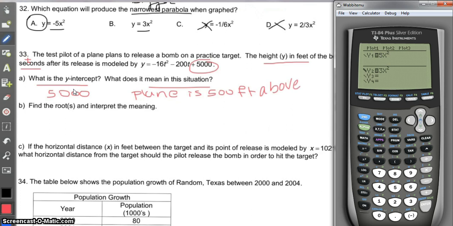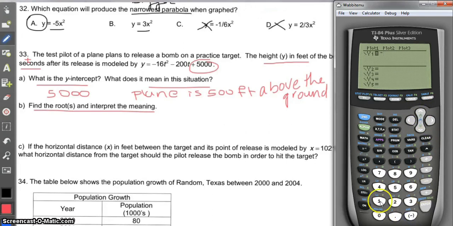Now let's move on to B. Now find the roots and interpret the meaning. For a question like this, you will get a calculator in my pre-AP class. So let's go to y equals. As you can see, we are in y equals. Let's clear all this. On y1, let's clear all this too, and let's type in the equation.